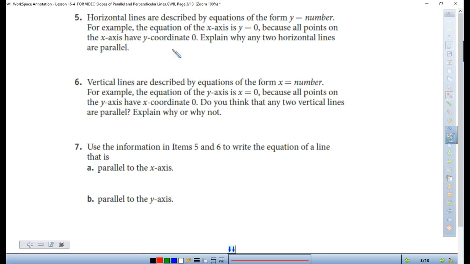Well, hopefully you're thinking any two horizontal lines are parallel because they have the same slope. Do you remember the slope of a horizontal line? This horizontal line and this horizontal line, they all have a slope which is 0.